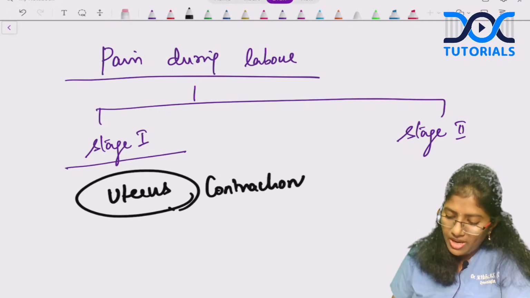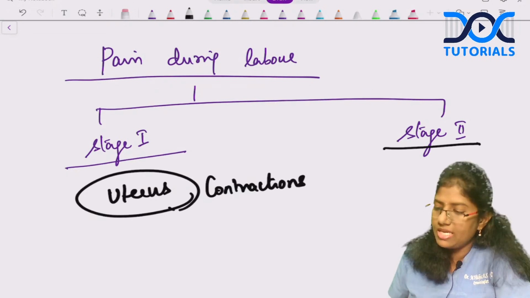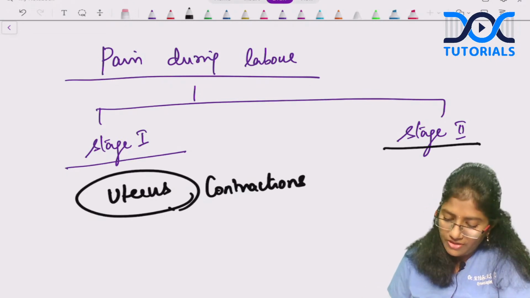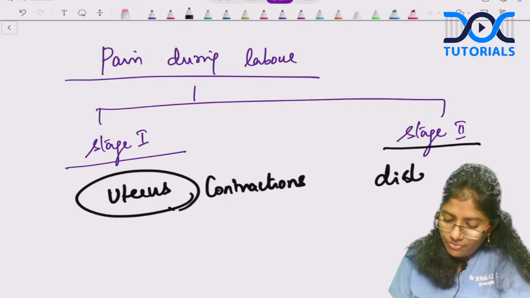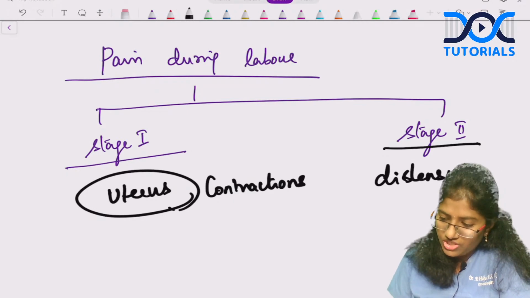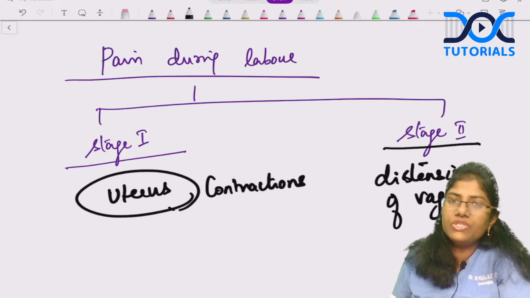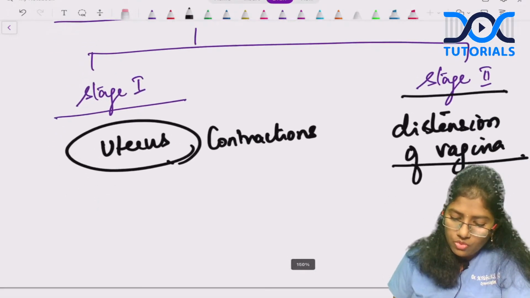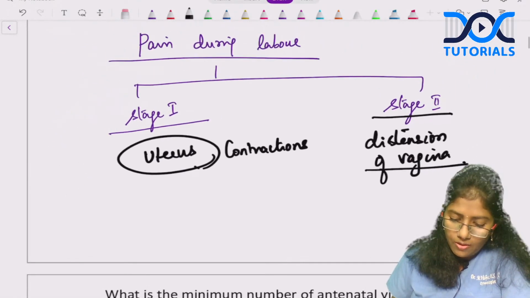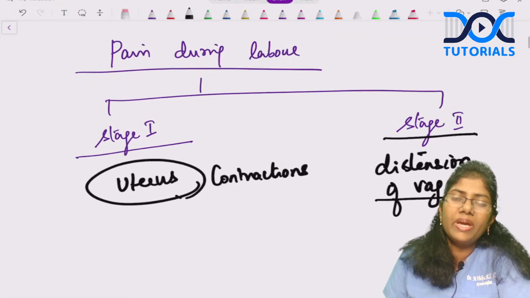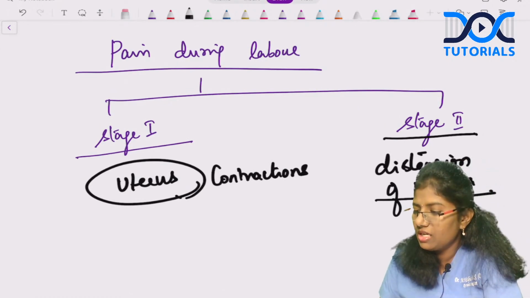Whereas pain during the second stage of labor is usually due to the distension of the vagina. So, this is from the lower genital tract. Okay. So, what is the spinal segment through which pain is carried during the first stage of labor? Yes, that is the question here.